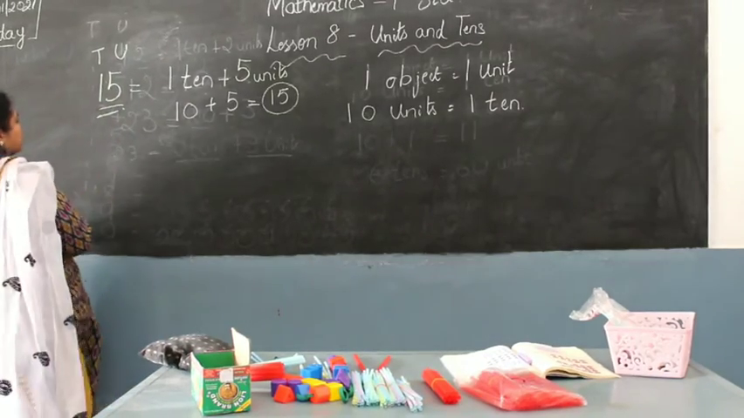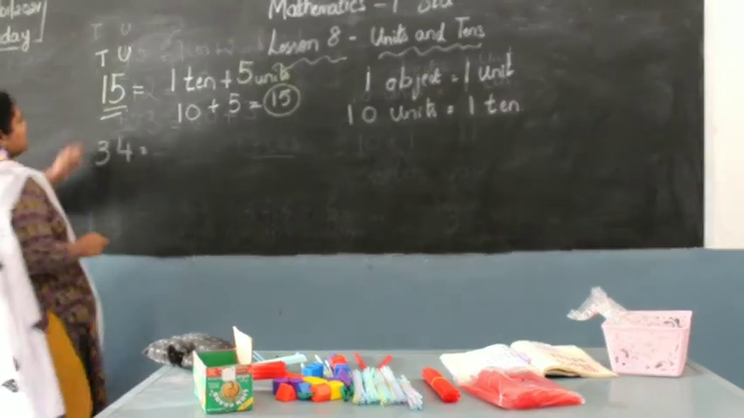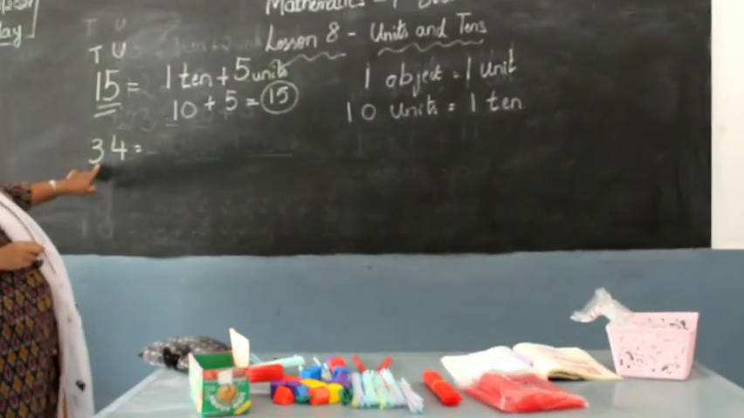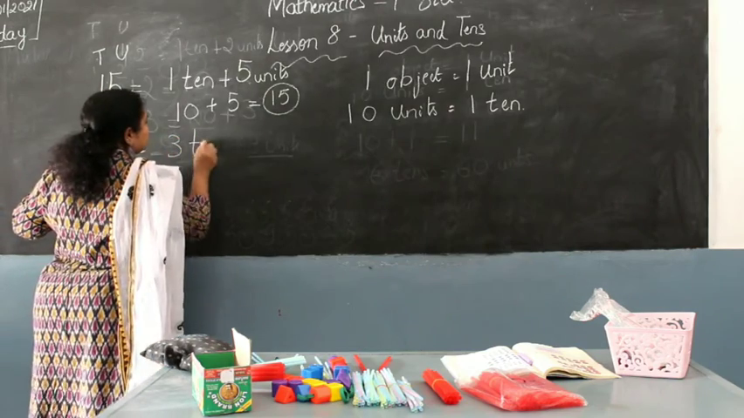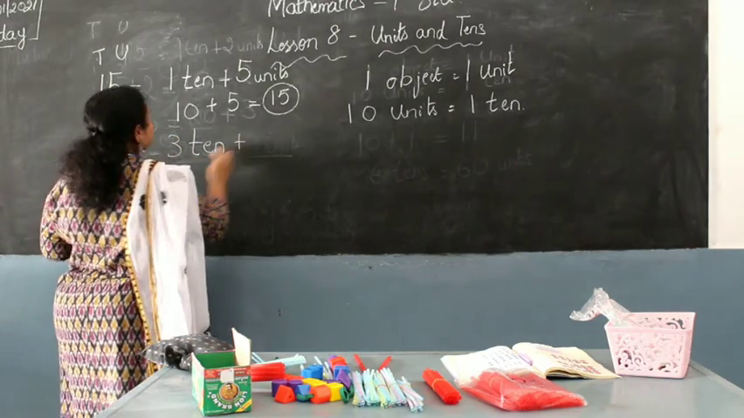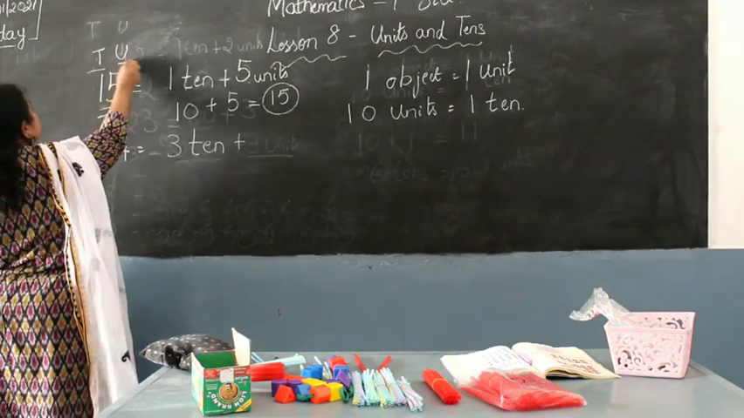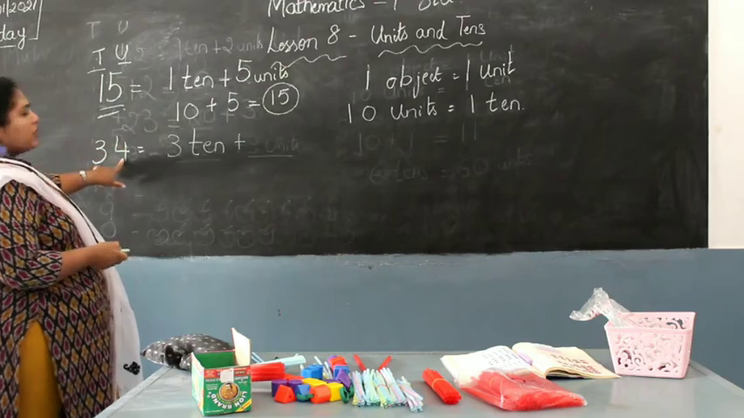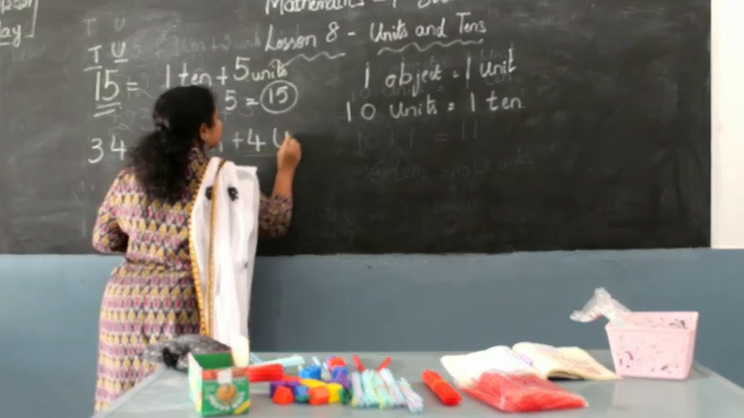So if I say 34. In the tens column, you see how many tens I have? 3 tens. So I'll write 3 tens plus units. How many units do I have? This is your tens and this is the units, right? In the units column, I have 4. So it's 4 units. 3 tens plus 4 units is equal to 34.